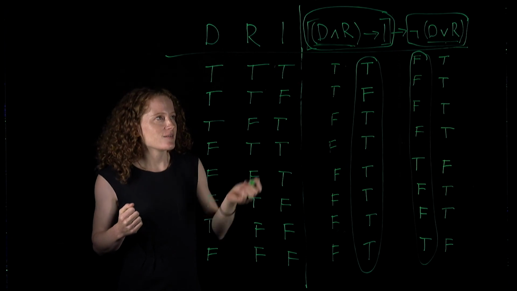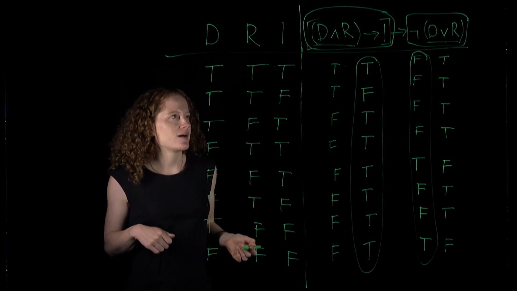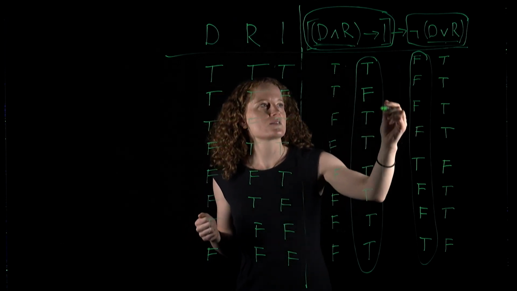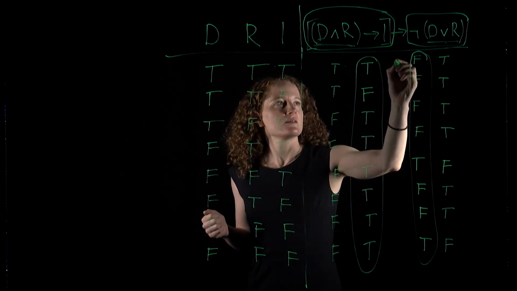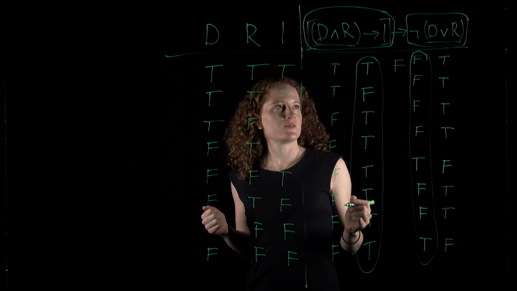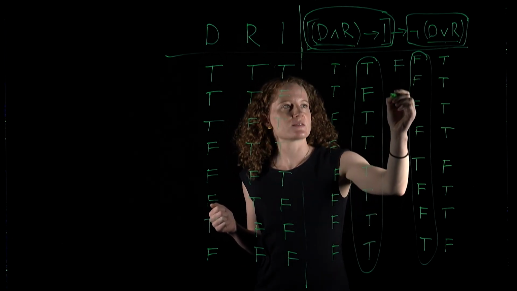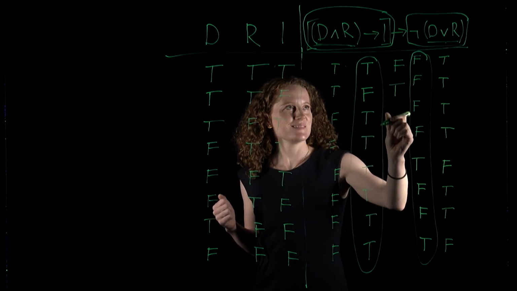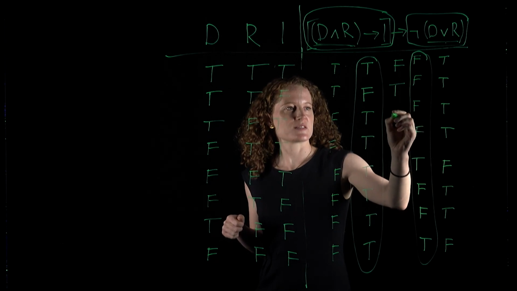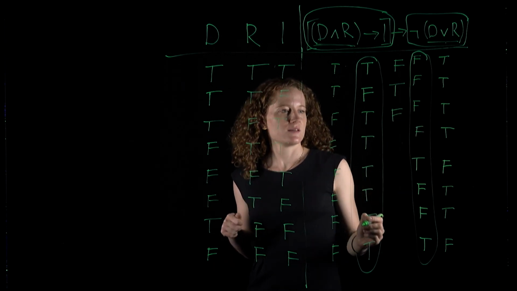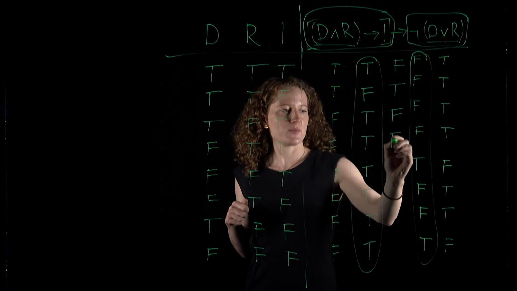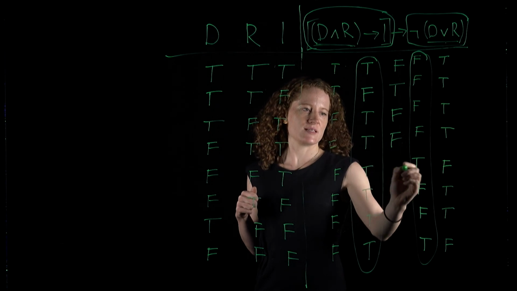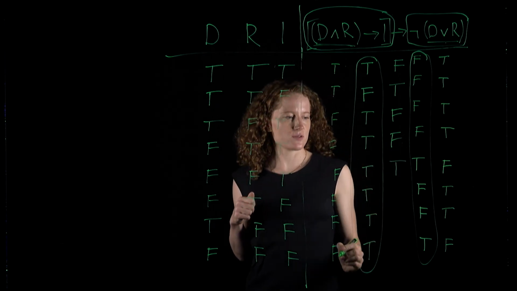Now, let's start to fill in the column under our main connective, under the conditional. In the first row, we see that the antecedent is true and the consequent is false, so the whole conditional is false. In the second row, the antecedent is false, so the conditional is true. In the third row, the antecedent is true and the consequent is false, so the conditional is false. In the fourth row, the same thing happens again. In the fifth row, both the antecedent and the consequent are true, so the conditional is true.